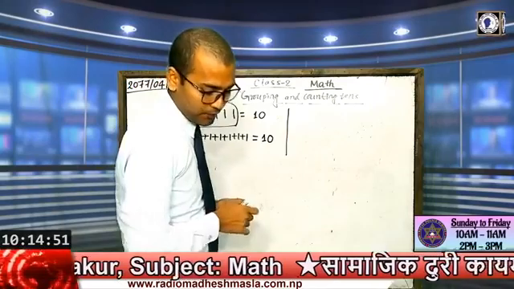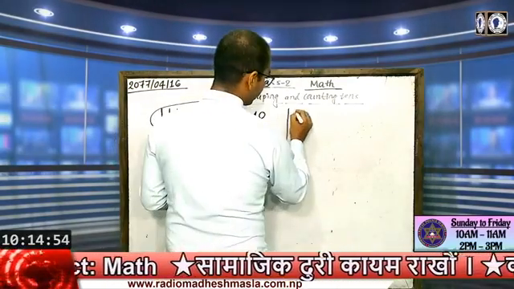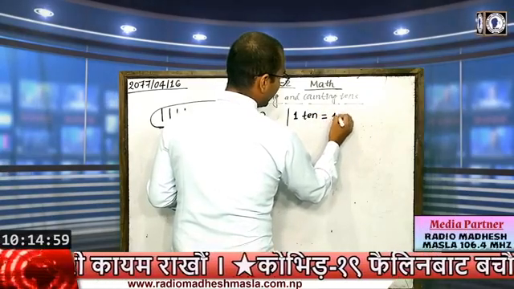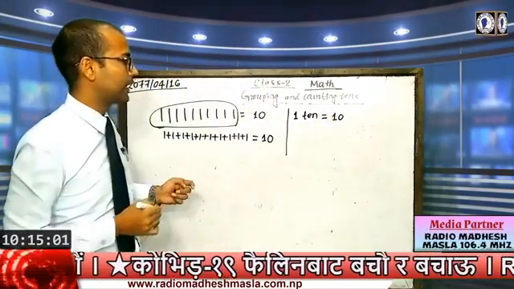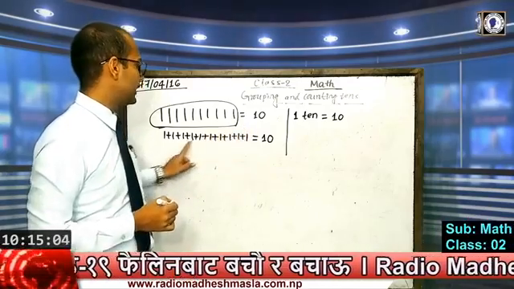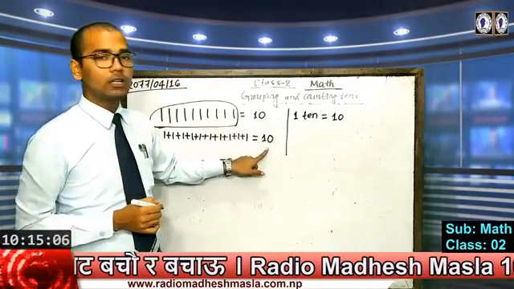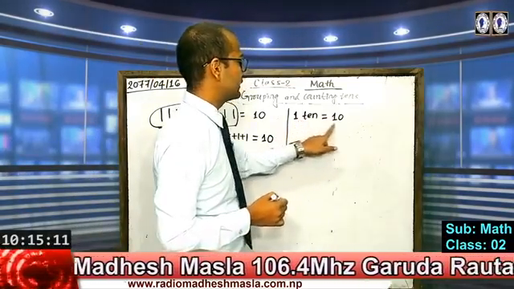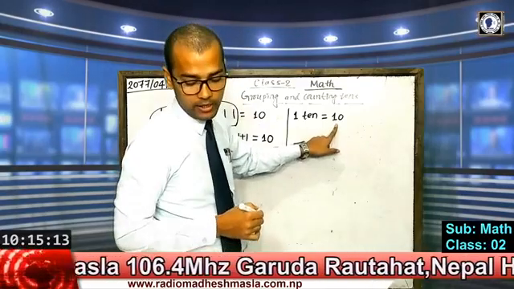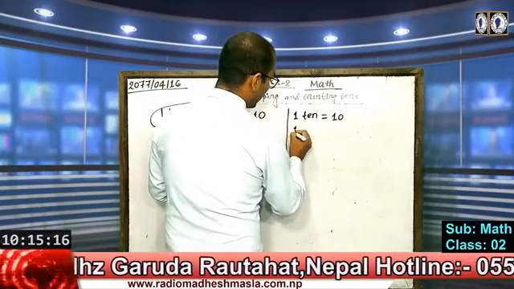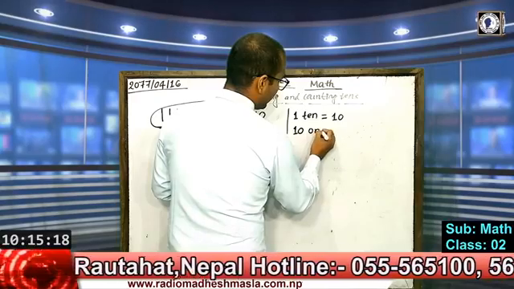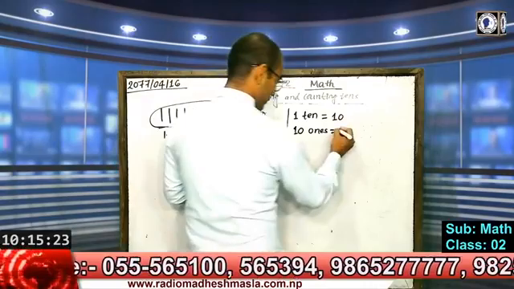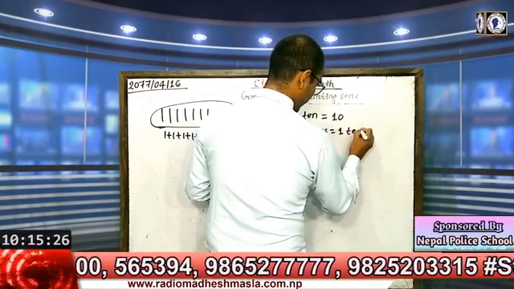That means 1 ten is equal to 10. 1 ten is equal to 10 pieces. That means when we add 10 ones, we get 1 ten, which is 1 0, 10. In the same way, 10 ones is equal to 1 tens.